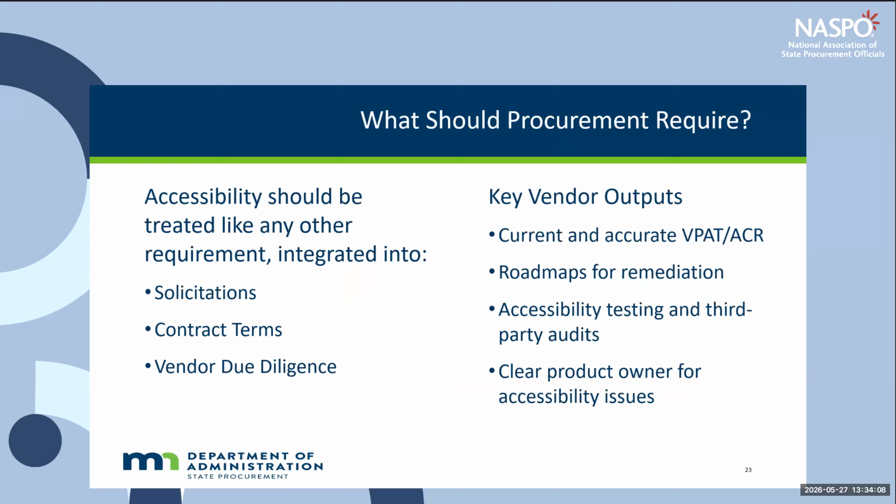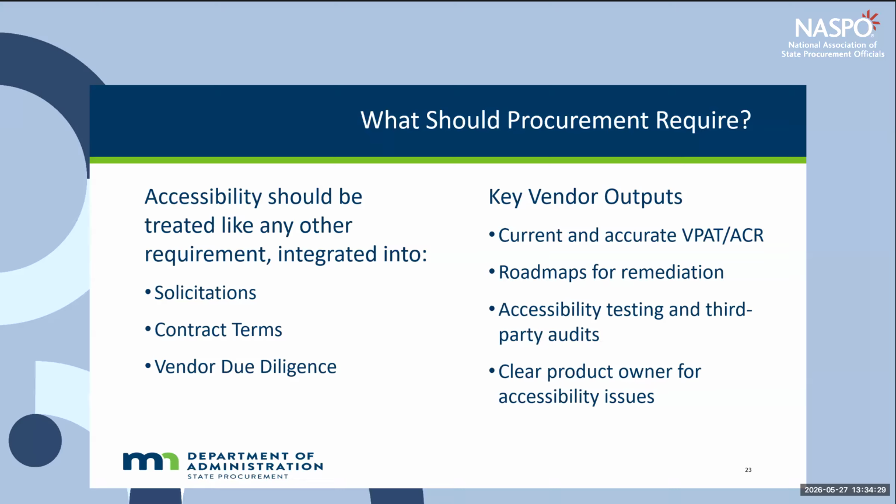So what should procurement require? It should be treated like any other vendor requirement, and it should be integrated into solicitations, contract terms, and then into vendor due diligence during the contract. So the key vendor outputs that we're looking for are current and accurate VPATs.